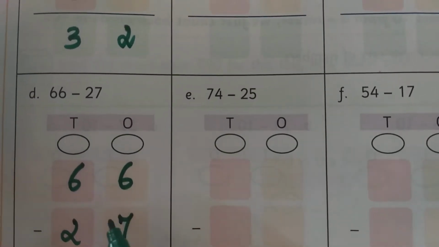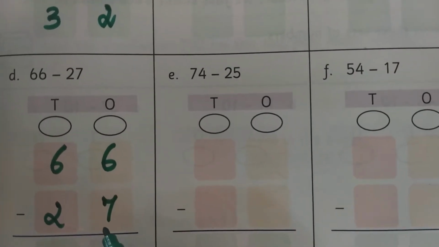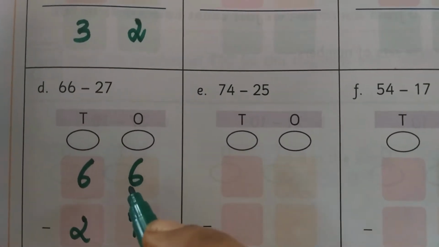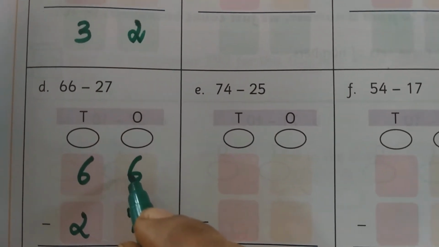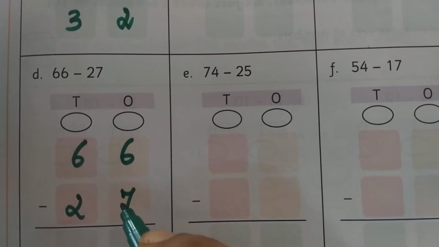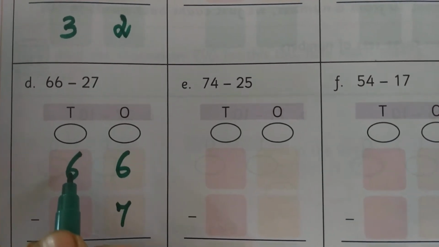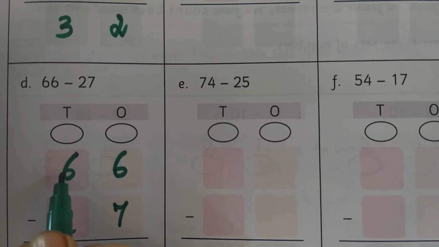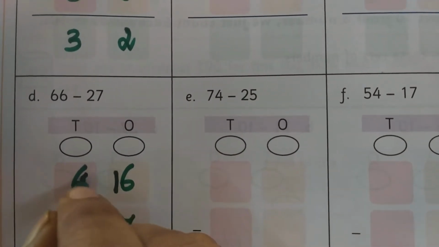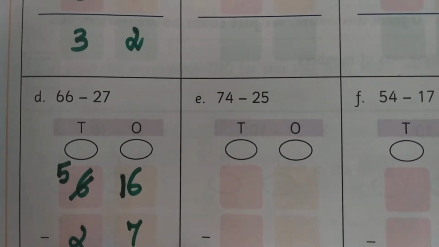Okay, from 6 can you subtract 7? So which is the largest number? Yes, very good. 7 is the largest number. 6 is the smallest number. From the smallest number you cannot subtract the largest number. So what do you have to do? Yes, very good. You want to borrow from the tens place. If you borrow from the tens place, the ones place will become 16, and in tens place the number will become 5 because you gave 1 ten to ones place.